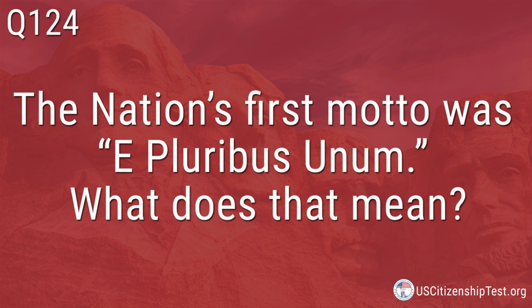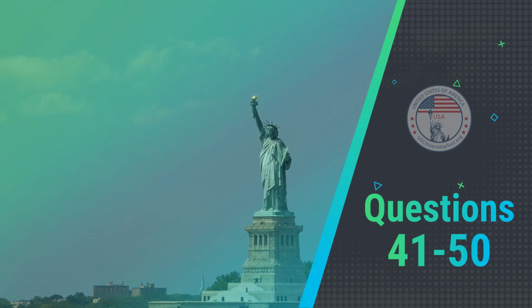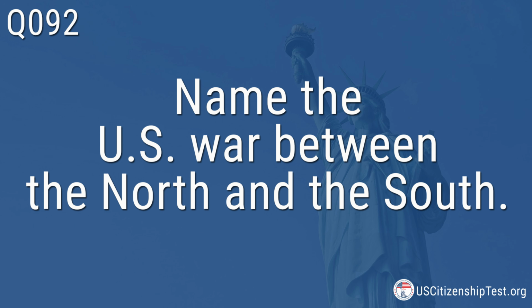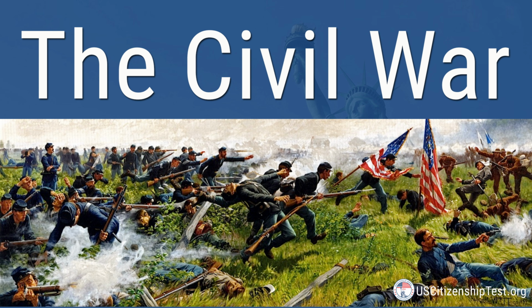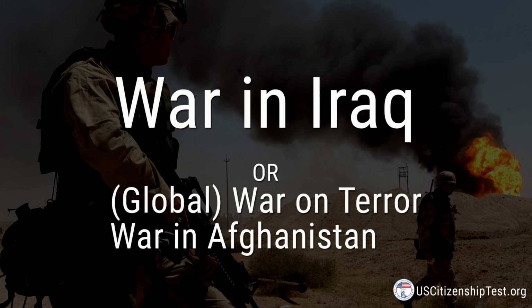The nation's first motto was E pluribus unum. What does that mean? We all become one. Name the U.S. war between the North and the South. The Civil War. Name 1 U.S. military conflict after the September 11, 2001 attacks. War in Iraq.